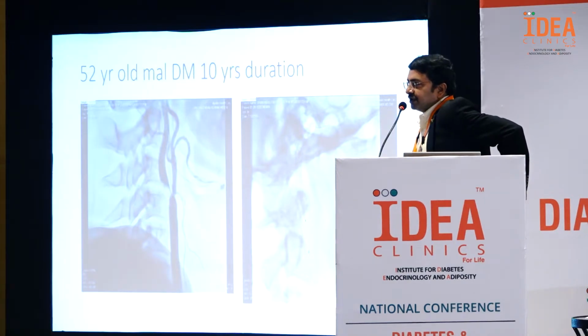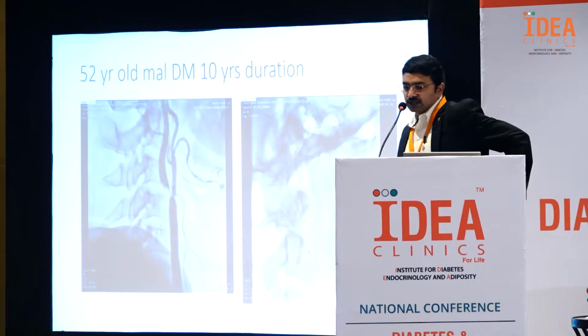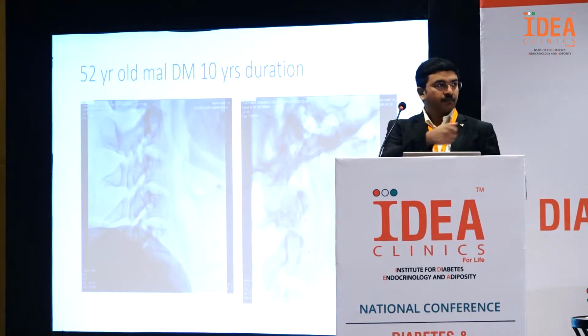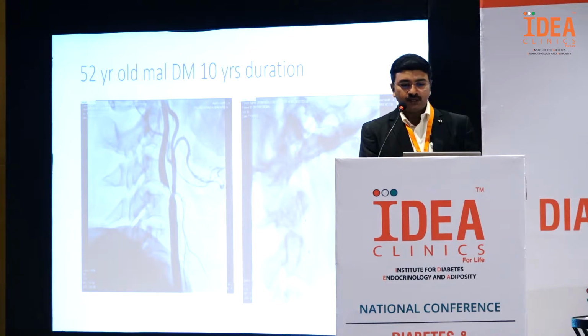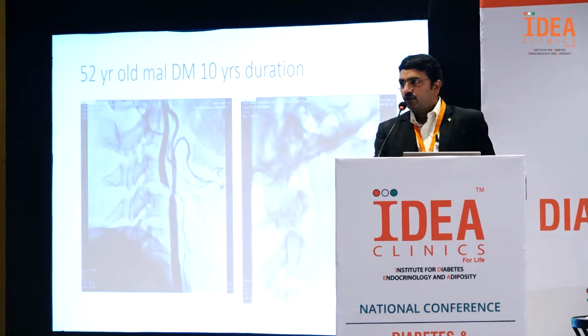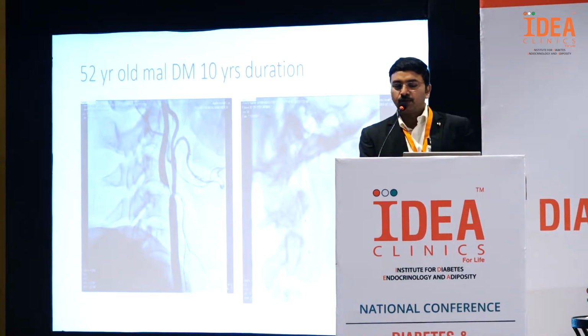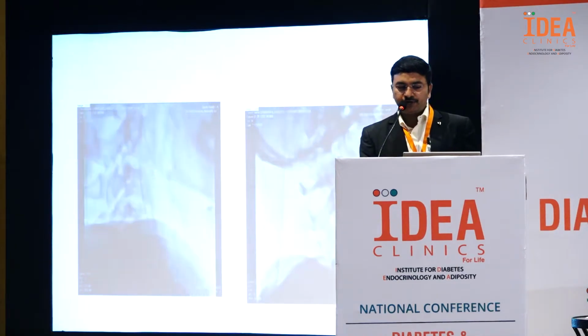For this patient, we did an intervention, and you can see here, some pointer is here. We placed a filter because this is very highly thrombotic. This white thing is thrombus, and we want to protect the thrombus from migrating into the brain. So we placed a filter above this, and we did the intervention.